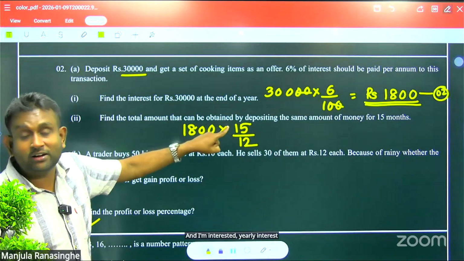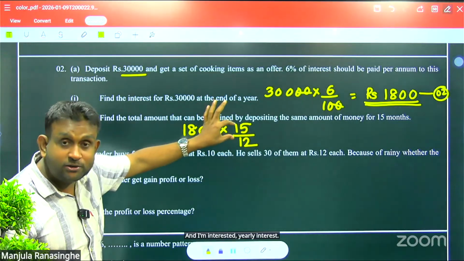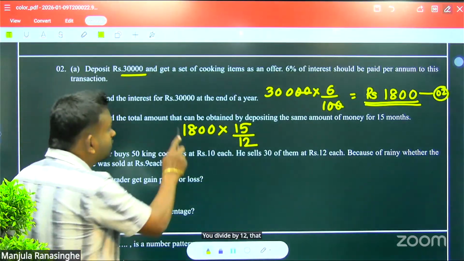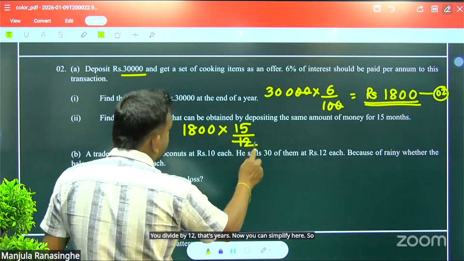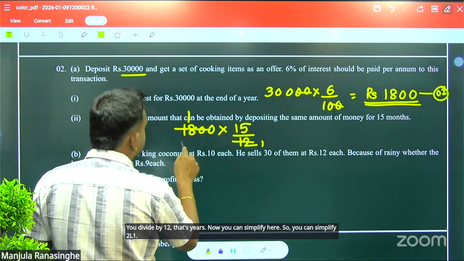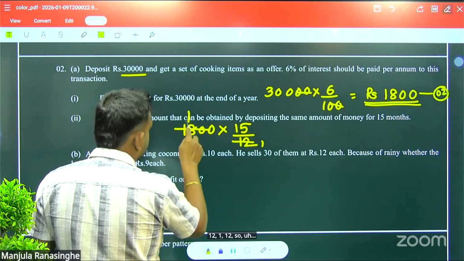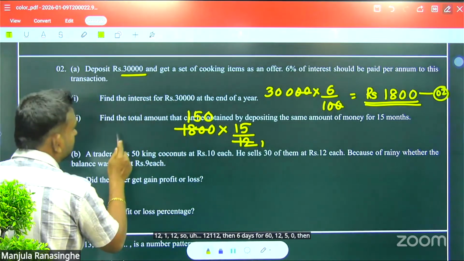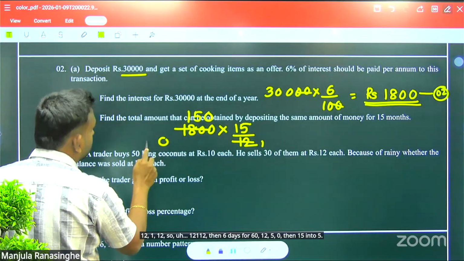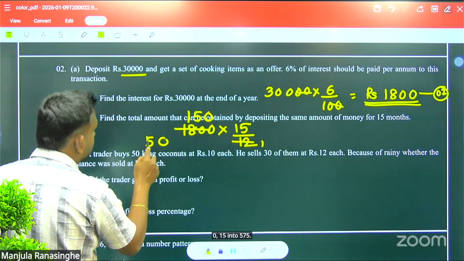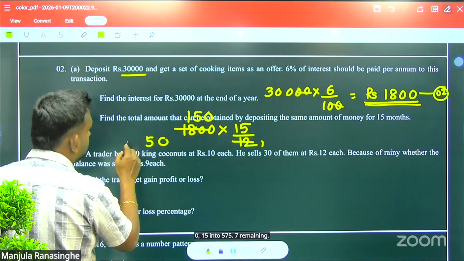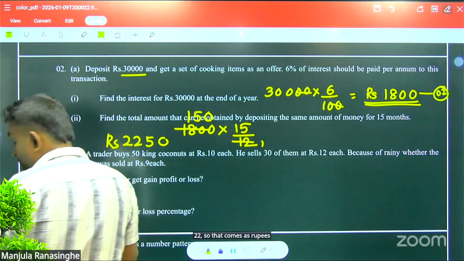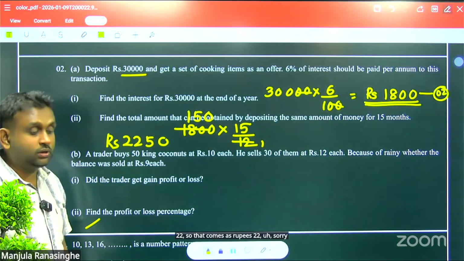Why do we divide by 12? Because the time is given in months, to make years you divide by 12. That's years. Now you can simplify here. 12 1 12, then 6 there for 60, 12 5 0, then 15 into 5, 75, 7 remaining. So that comes as rupees 2,250.